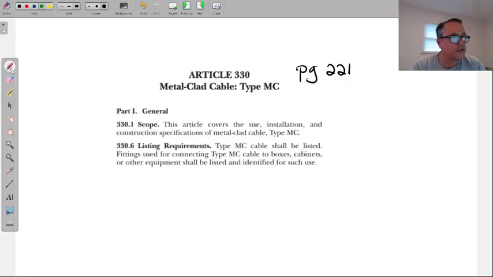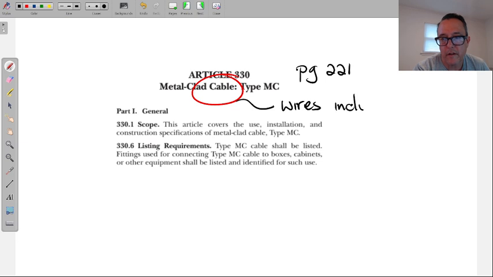All right, so let's jump into this article, MC cable, or again, metal clad cable. It is a cable, and what we know about cables from the code book, just like NM cable, is, if you did not know this, I'll point this out, it comes with the wires. Wires included. Anytime you see the word cable for a conductor in the code book, this means the wires are coming with it. MC cable, AC cable, NM cable. So that's what this article is on. This article covers the use, installation, and construction specifications of metal clad or MC cable.